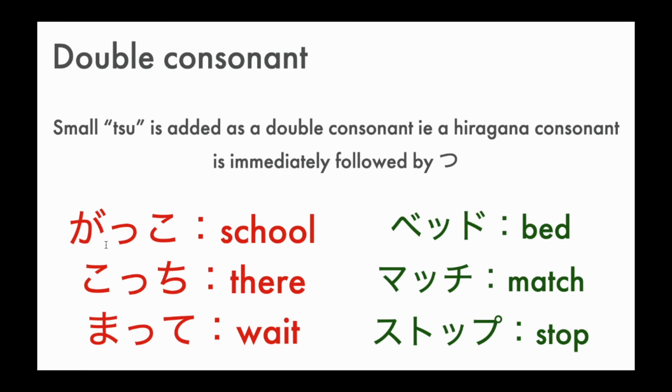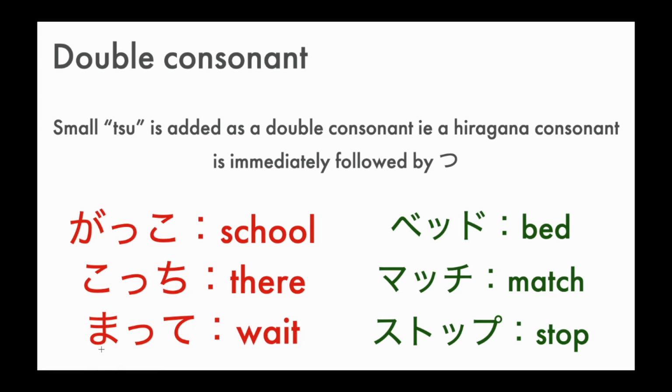In this case, the pronunciation will be like this. We know this first character in the first line is ga. Just now we saw the ka character with two extra strokes becomes ga. So this is your ga, and this character is your ko. But when you introduce a small tsu in between both of these, it becomes gakko, not gako. It becomes gakko, which means school. Kocchi, not kochi. It becomes kocchi, which means here or there.